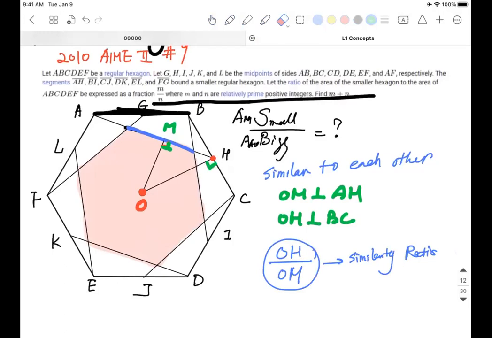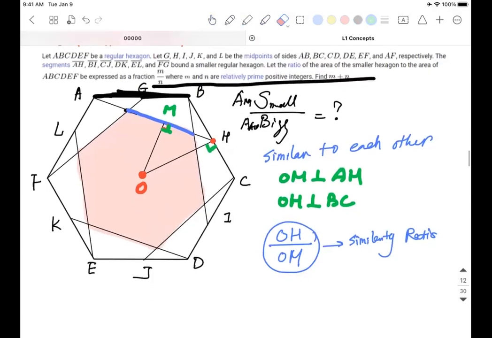OH over OM. Because OH is from the big regular hexagon, from the middle all the way to one of the sides. And OM is from the smaller one, from the middle all the way to one of the sides. These two will still give you exactly what you need. Do you guys follow me? Yes or no? Perfect, right? Okay. Let's try to determine one of the others.